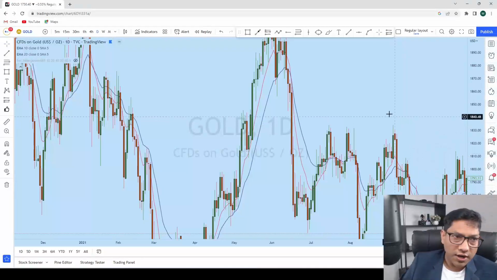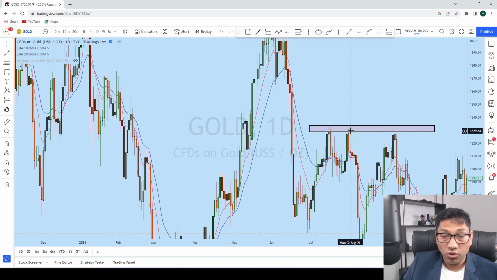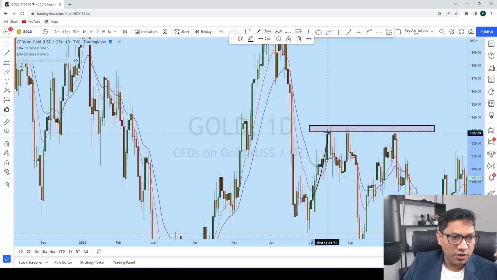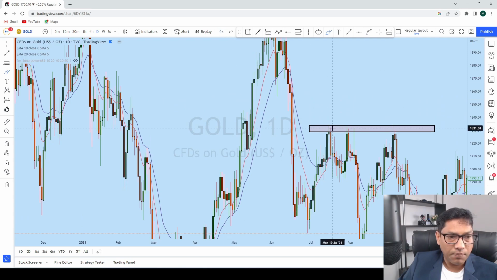First of all, let's look at this zone here. As you can see, this is the zone where gold, on the intraday perspective, the price came to this level, to this zone. And from that zone, we have seen that the price has bounced strongly. And the price came to the same zone, and then what we have seen is that the past has been repeated. The price rejected from the same zone with a strong momentum.